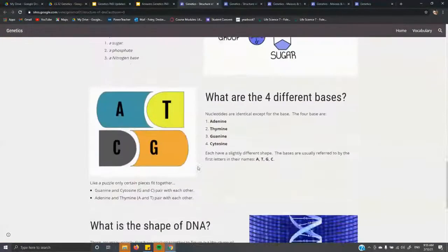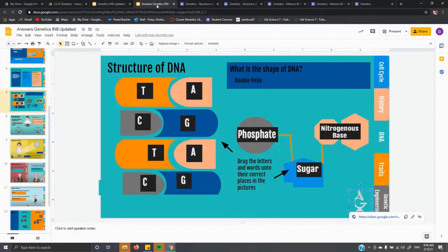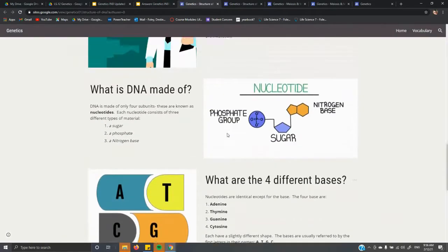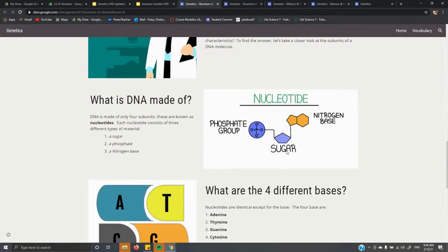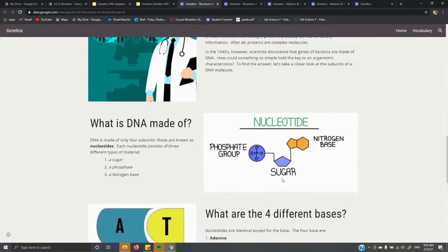There is a picture for you here of the phosphate sugar nitrogen backbone. So all of these base pairs are broken down like this. The phosphate group is over here by itself. There is a sugar. Remember when we talked about glucose, I said that a lot of words that end in OSE are sugars. Well, think about DNA. DNA stands for deoxyribose. And guess what's in a nucleotide?